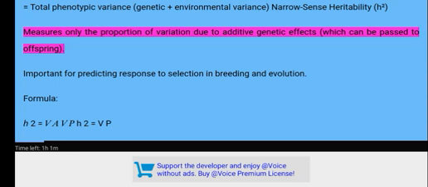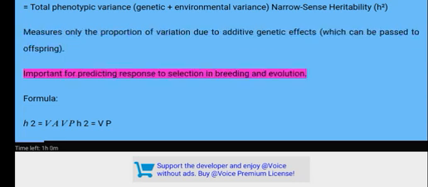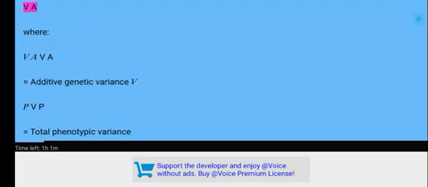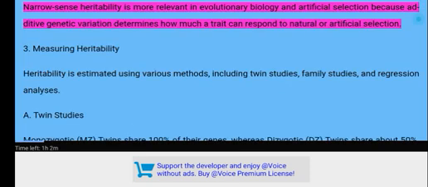Narrow sense heritability, h squared, measures only the proportion of variation due to additive genetic effects, which can be passed to offspring. Important for predicting response to selection in breeding and evolution. Formula: h² = VA/VP, where VA equals additive genetic variance and VP equals total phenotypic variance. Narrow sense heritability is more relevant in evolutionary biology and artificial selection because additive genetic variation determines how much a trait can respond to natural or artificial selection.